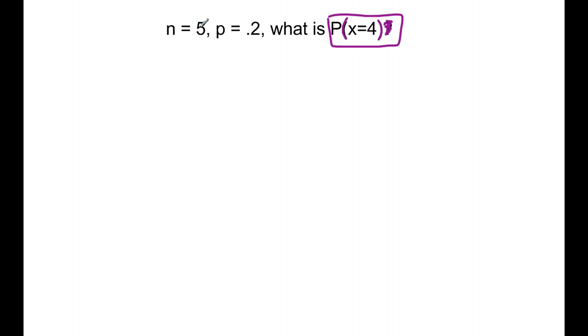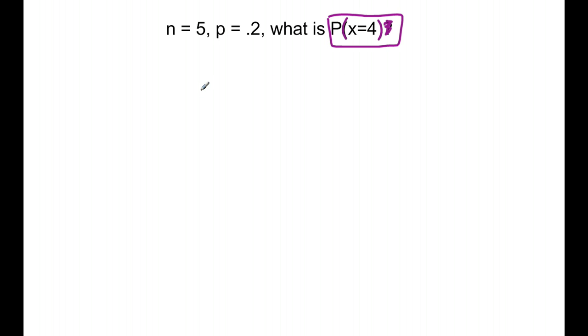Now, n equals 5 means there's 5 trials. So whether it means you're going to sample 5 people or you're going to take 5 free throws, your number of trials is 5. P of 0.2 means that your probability of succeeding is 20%, 0.2. So what is the probability that we get something that's exactly 4?